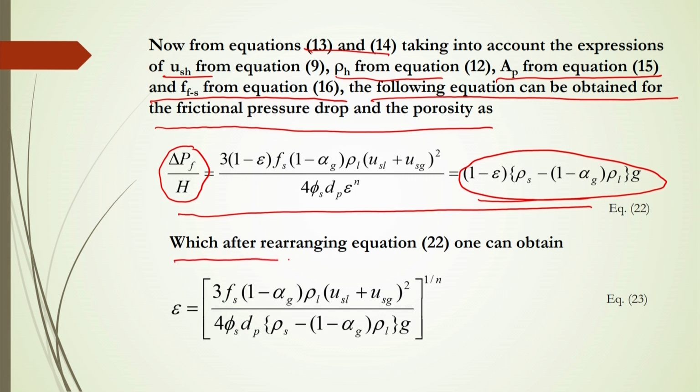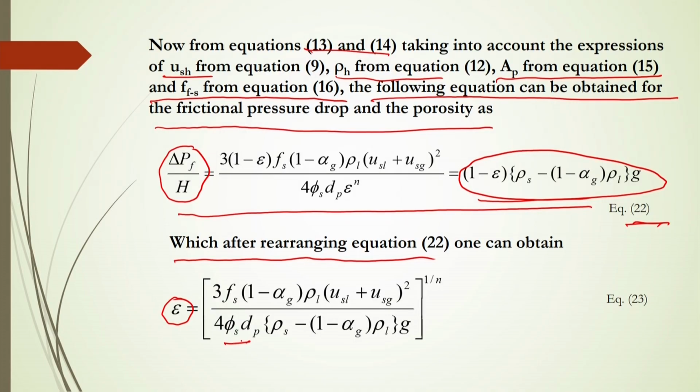So, after rearranging this equation 22, you can get epsilon, that means the void fraction that is occupied by the mixture of gas and liquid only, not solid. Okay, that will be depending on the particle diameter and also the volume fraction of the gas and also density of the liquid, gas and liquid velocity inside the bed. So, this will be your void fraction, that is of gas and liquid here for the gas, liquid, solid system.